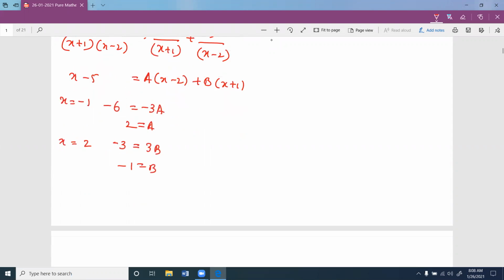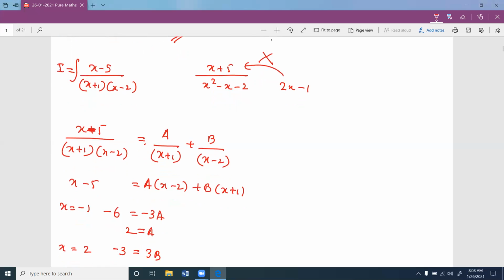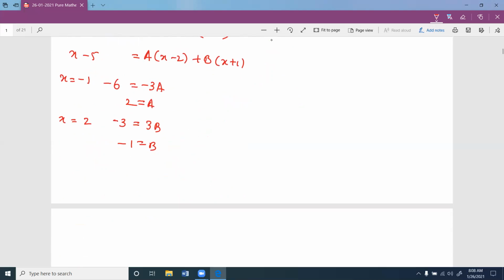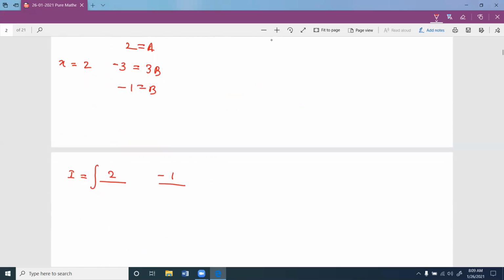When you're working this out, you just write it as I, so there's no need of writing it again and again, right? Then you can straightforwardly write I equals the integration of a is 2 and b is minus 1 over x plus 1 and x minus 2.